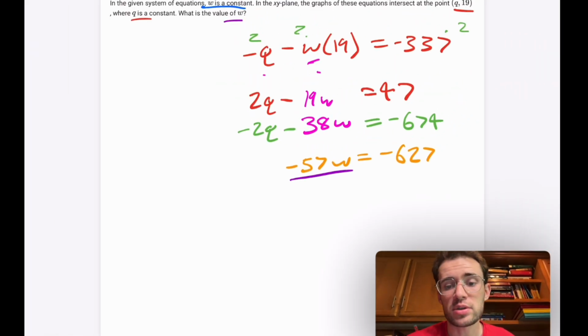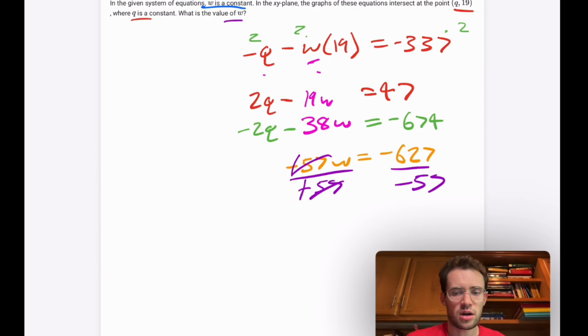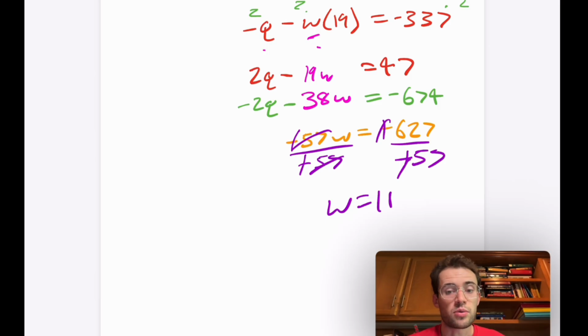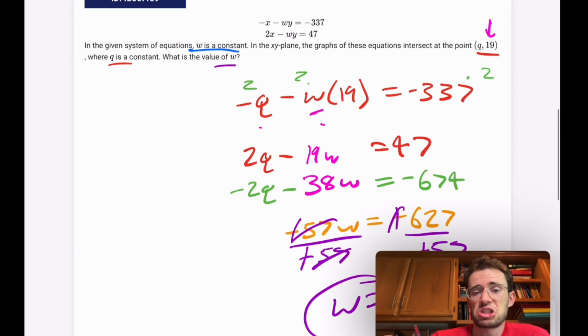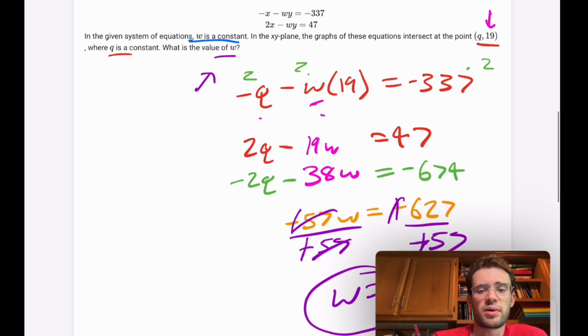So now we can just divide both sides by the coefficient of w. So divide both sides by negative 57. The negatives will cancel, and the 57s cancel over here. I'm just going to type this in my calculator. 627 divided by 57 gives us 11. So w equals 11. And we don't need to know what q is. We just needed to solve for w. What value of w will make this work?